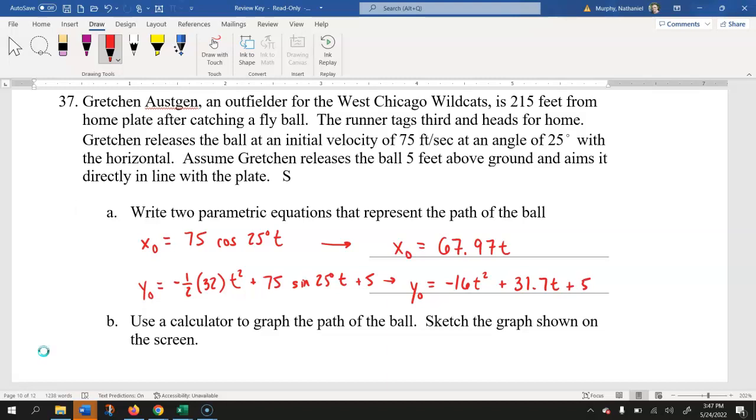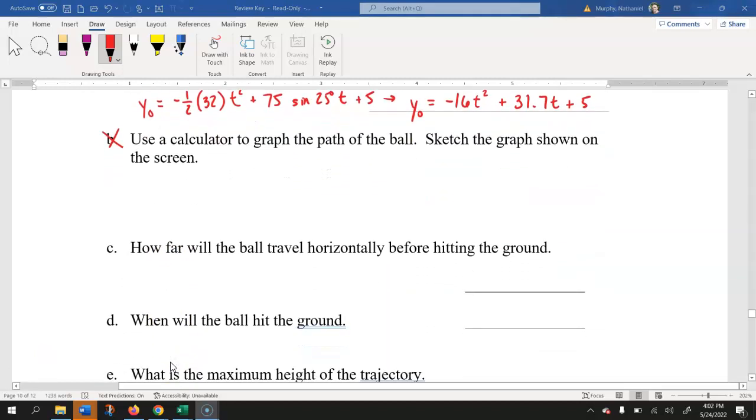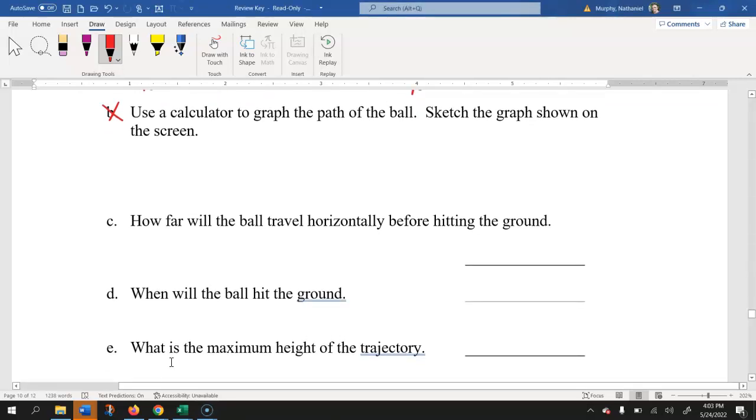Now I'm going to skip B. We're not going to worry about that. So let's go down to letter C here. It says, how far will the ball travel horizontally before hitting the ground? Now the problem is, that's a horizontal distance, and in order to use that horizontal distance formula, we need to know how long it's in the air before it hits the ground. So we're actually going to have to do letter D first and find out when the ball will hit the ground. That's the time. And then we can use that to figure out how far it's going to travel horizontally. So let's do that. So when will it hit the ground?